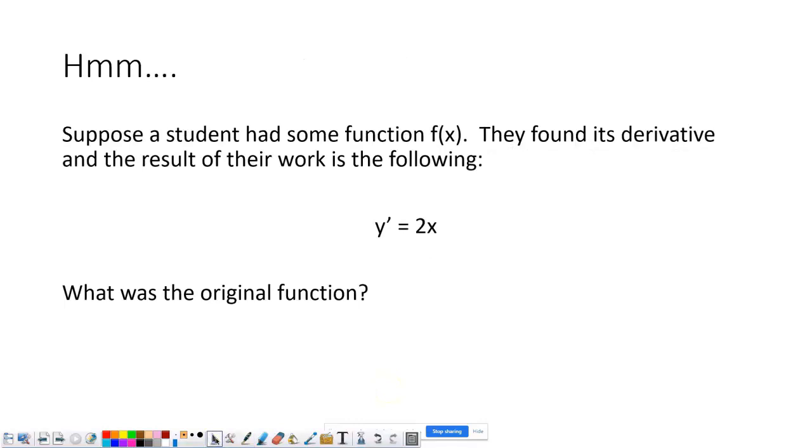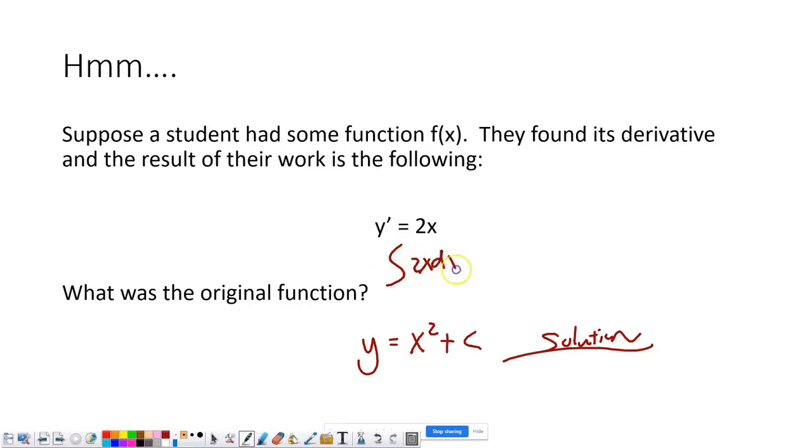Suppose a student had a function, f of x, and they found its derivative, and the result of their work is this. What was the original function? Hopefully you guys know that it would be this. Okay? This is what we would call the solution to the differential equation. What we did in our last lesson was we found out how to integrate functions, which is the opposite of finding the derivative, and we ended up with this, which we call the antiderivative. Well, the antiderivative is what's known as the solution to the differential equation.